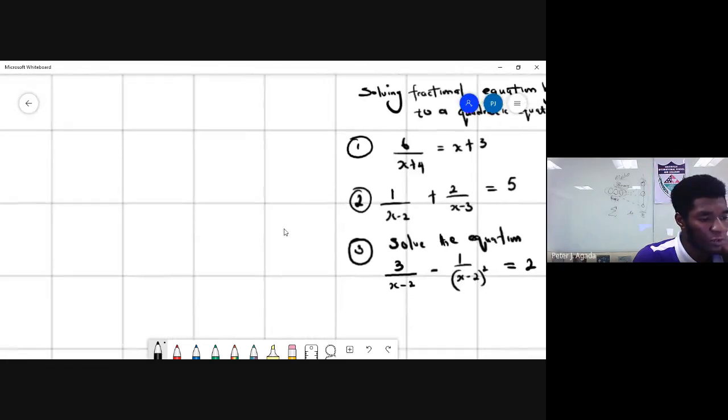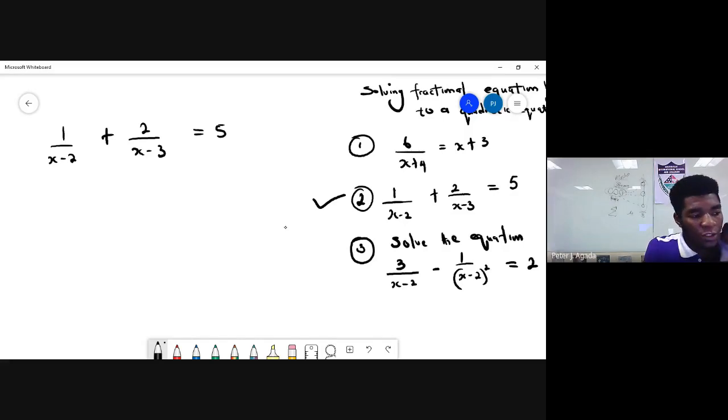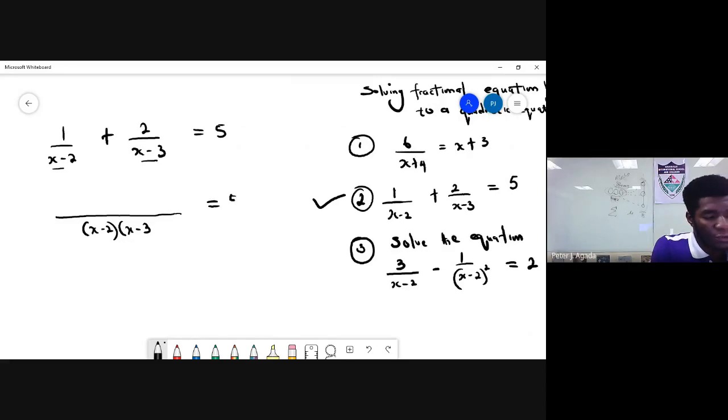I'll solve question 2 on the left side. Question 2 is 1 over x minus 2 plus, so let's take a bit more complex equation, 1 over x minus 3 is equal to 5. Now we'll solve this equation just like the way we solve fractions, because it's a fractional equation. Let's draw our line at the bottom here, and let's take down our LCM. The LCM is basically the multiplication of both denominators, so I'll take x minus 2 and x minus 3. Remember, this is still equal to 5.